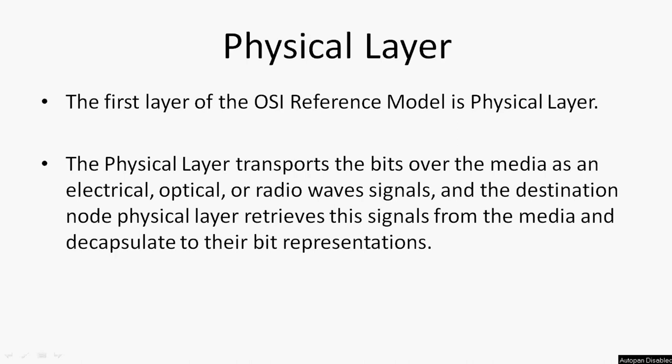Now we will come to the physical layer. The first layer of the OSI reference model is the physical layer. The physical layer transports the bits over the media as electrical, optical, or radio wave signals. And the destination node's physical layer retrieves these signals from the media and decapsulates them to their bit representations.